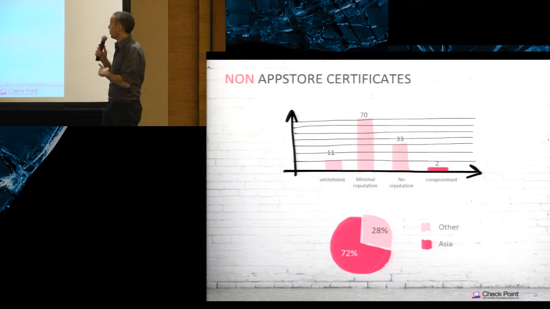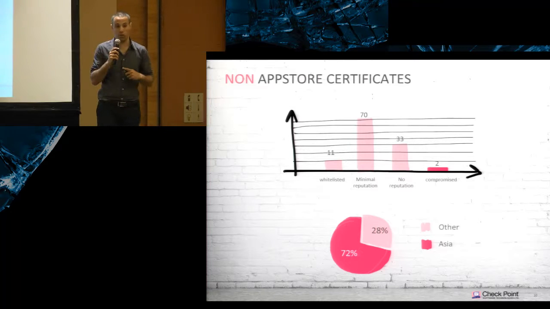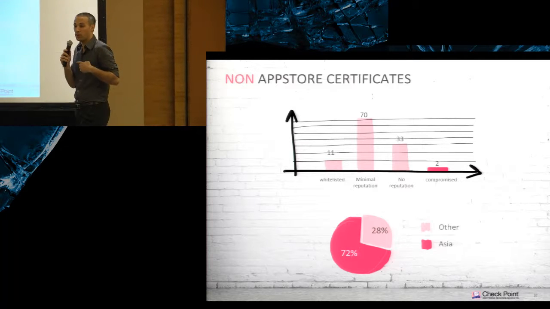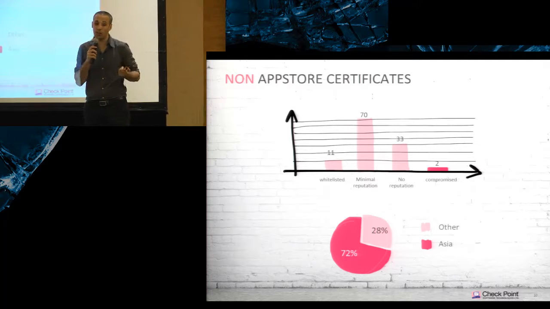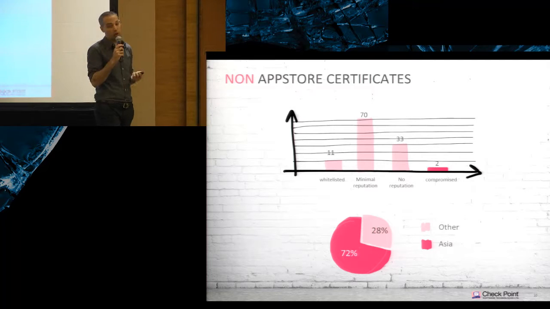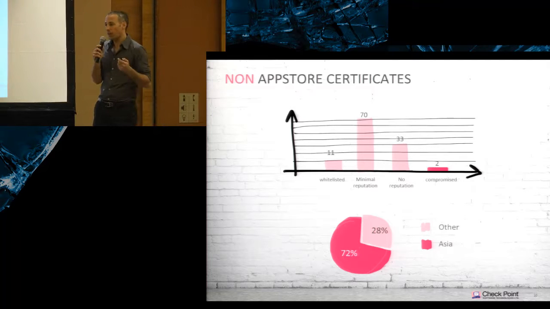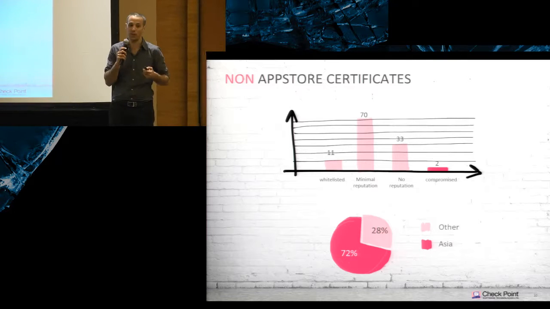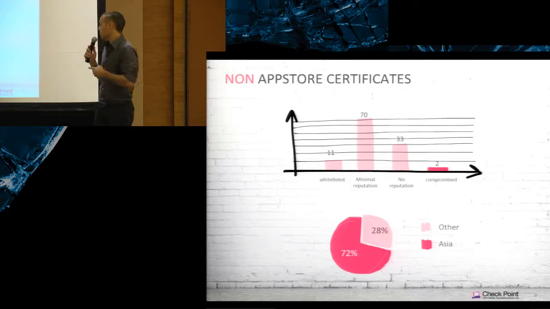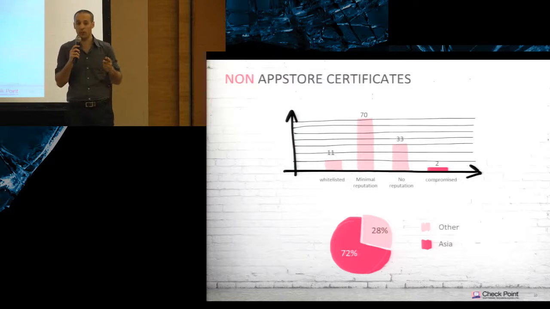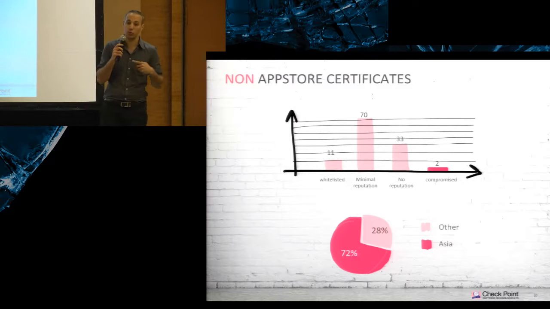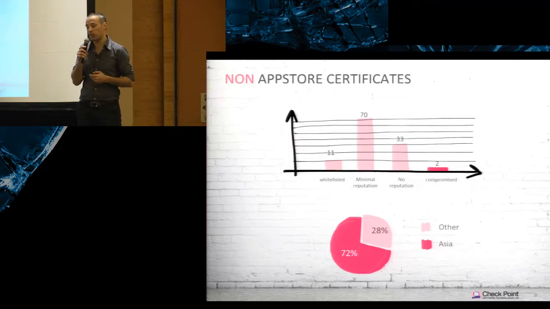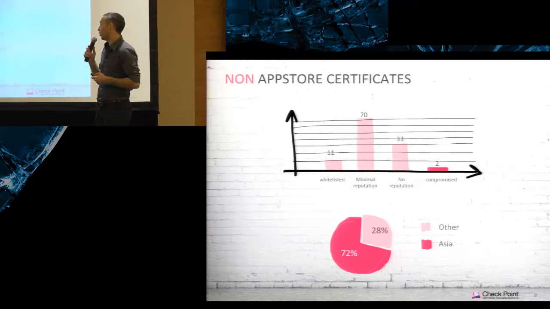And 2 of them were used to deploy malware. Two of these enterprise certificates were discovered to be used to send malware to a non-jailbroken iOS device. Another thing worth mentioning is that despite the fact that the company is US-based, 70% of the companies that issued these certificates were from Asia, and only 28 of them were from the rest of the world.